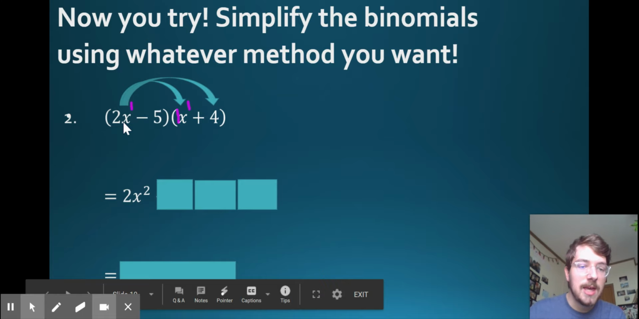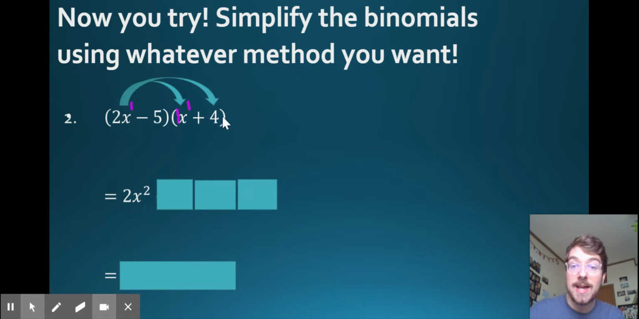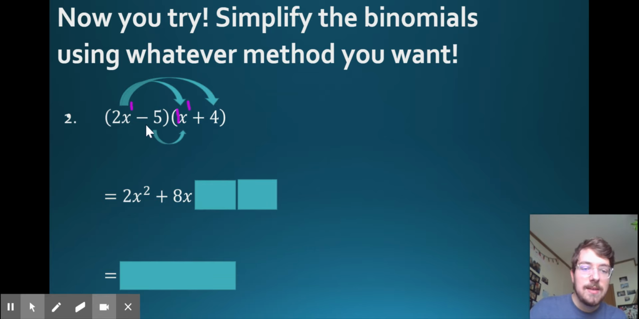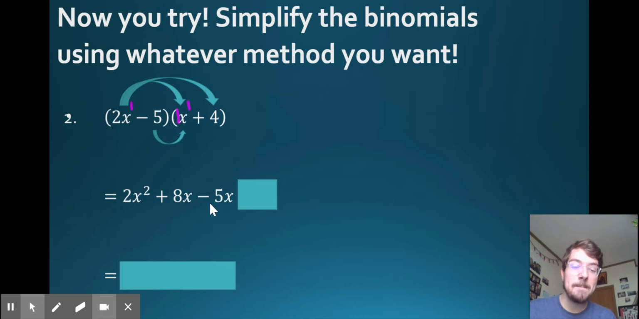Next step, I'm doing 2x times a positive 4. So 2 times 4 gives me 8. Only this term has an x, so we slap it on there. I've got 8x. Next step, that's a negative 5. Don't get that twisted. So I'm doing negative 5 times x, or 1x. So it should be negative 5x, or minus 5x in this case.